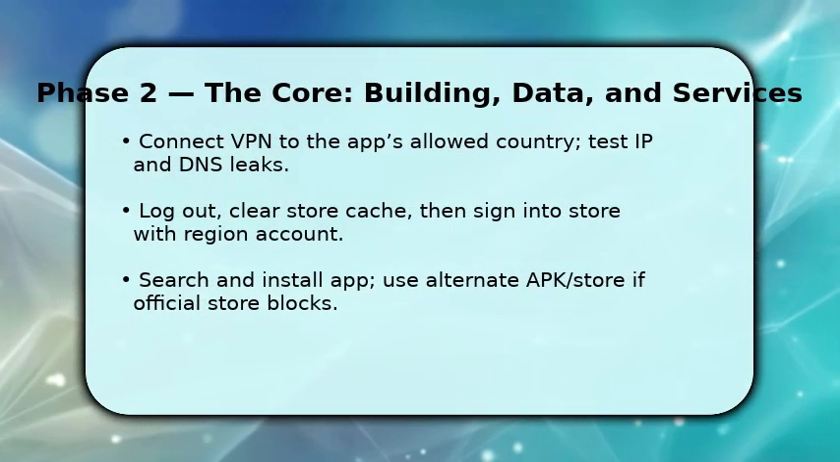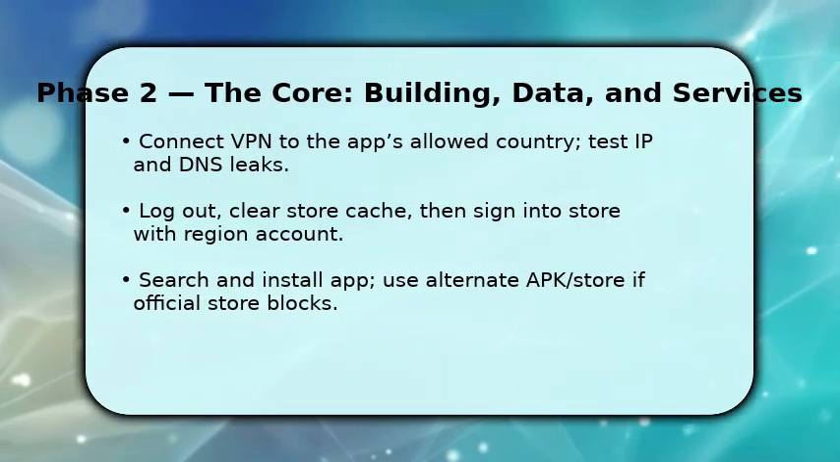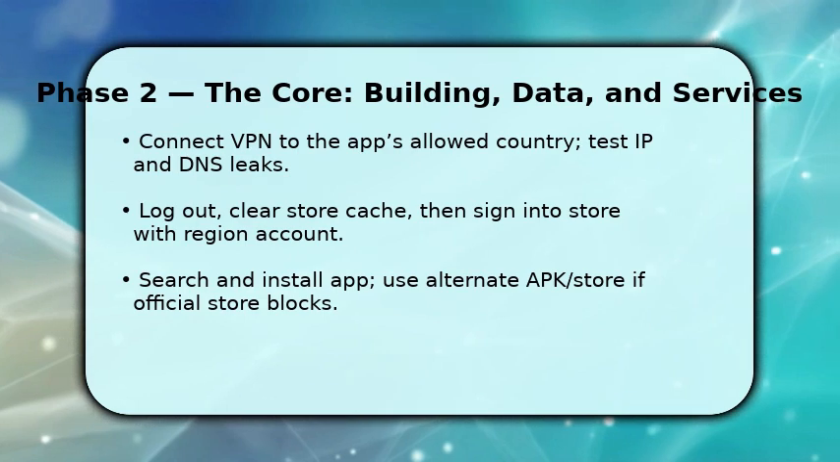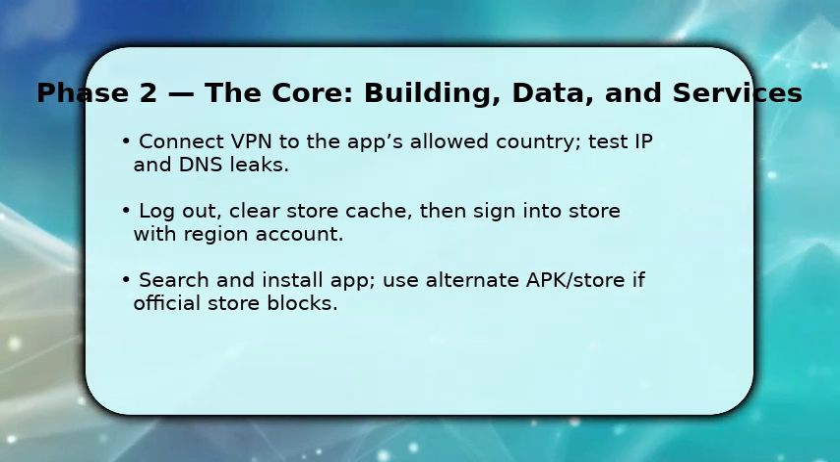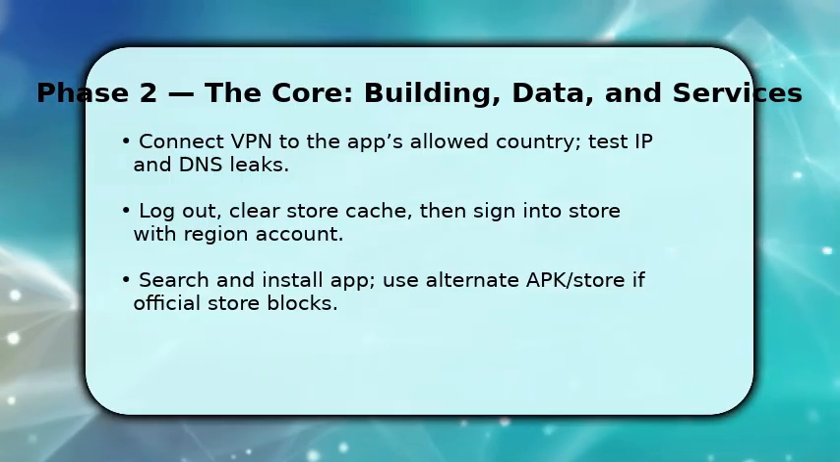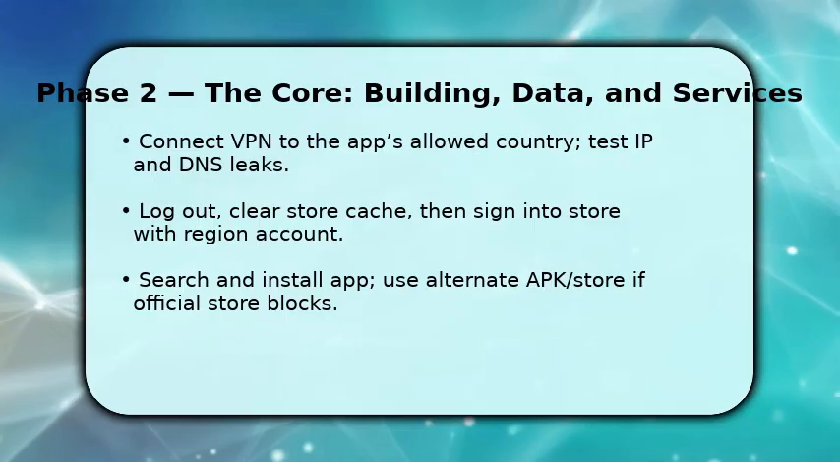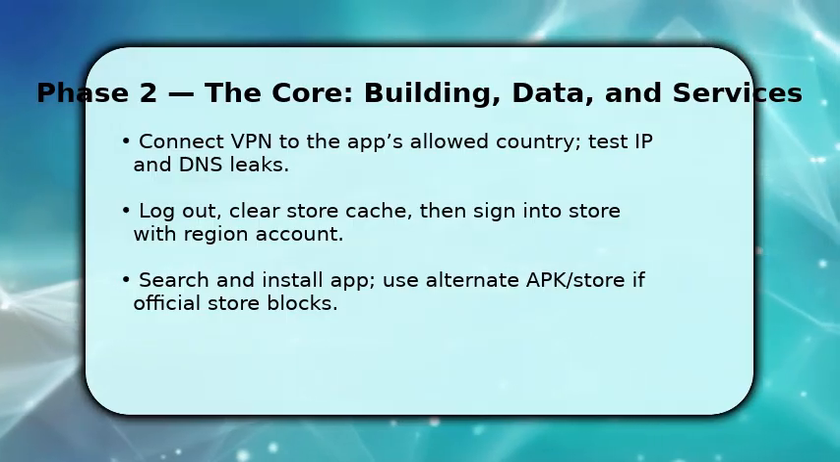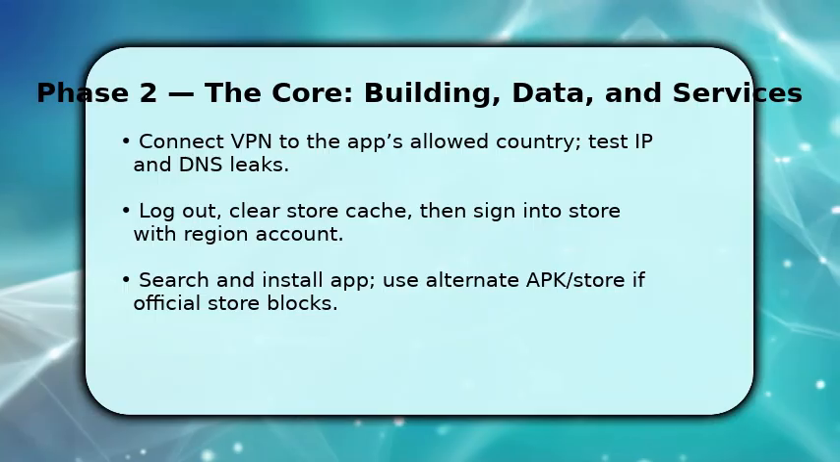With prerequisites ready, connect the VPN to the country where the app is available and verify your IP and DNS show that location. Then sign out of the App Store, clear its cache and data, and log in using the region-specific account. This forces the store to show local content. Search for the app and install.